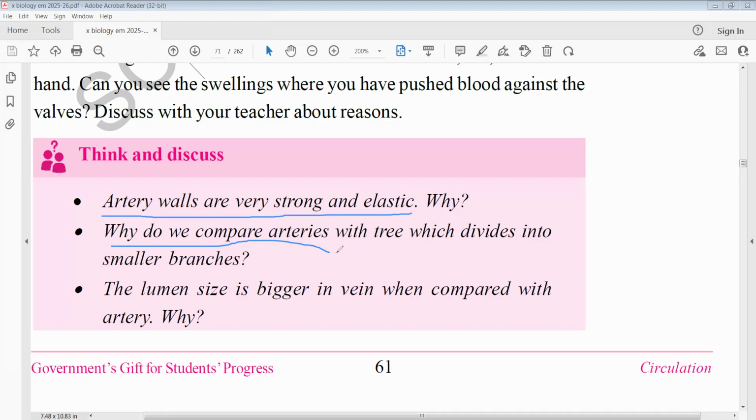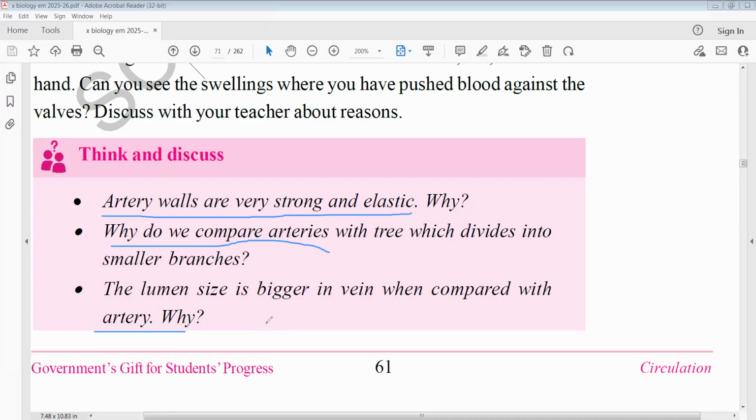The artery divides into minute arteries, which we call capillaries. The lumen size is bigger in a vein when compared with an artery. Why? Because there is no need for pressure in the vein.